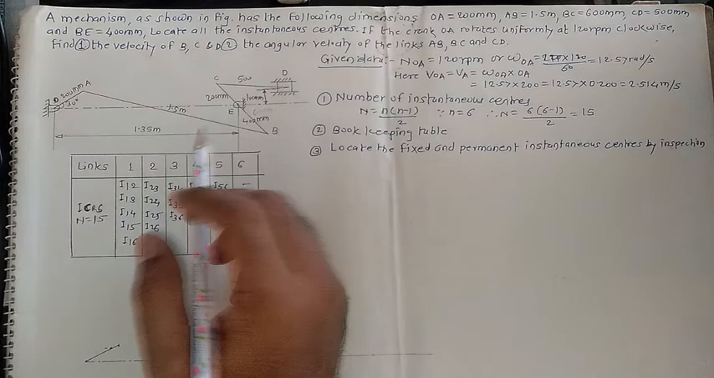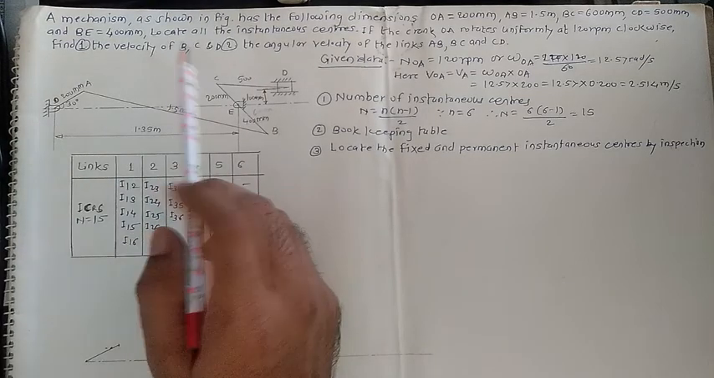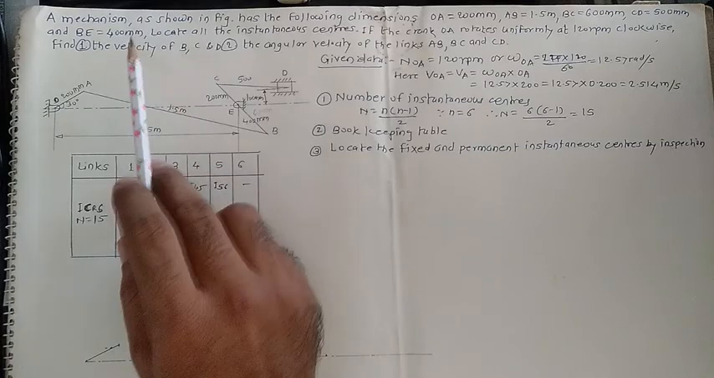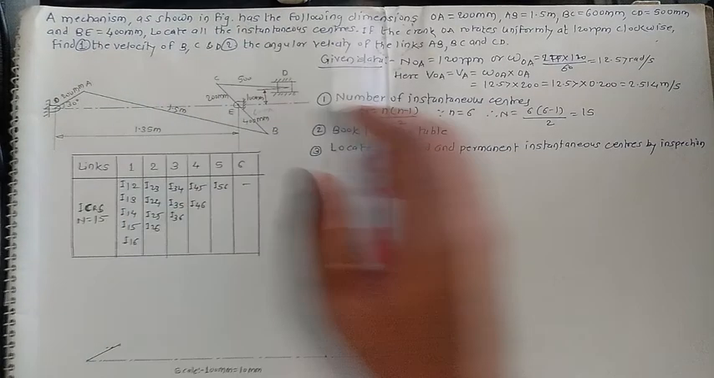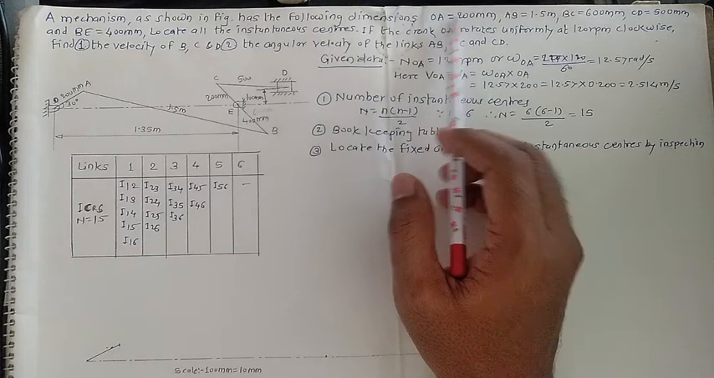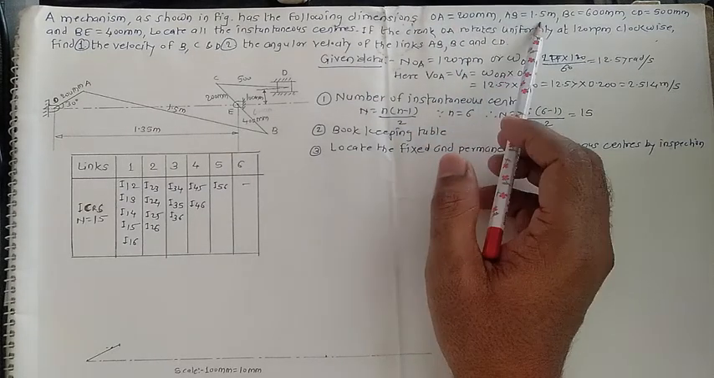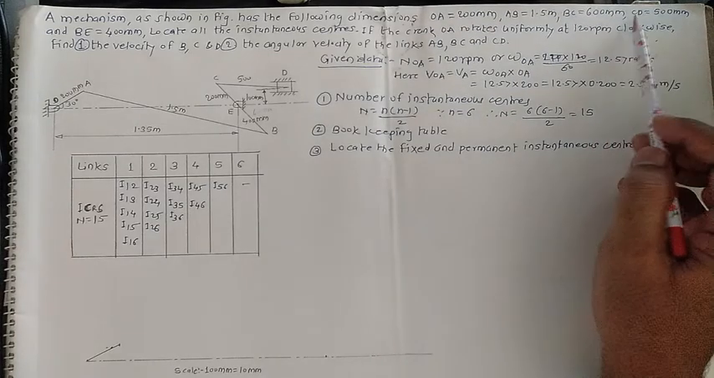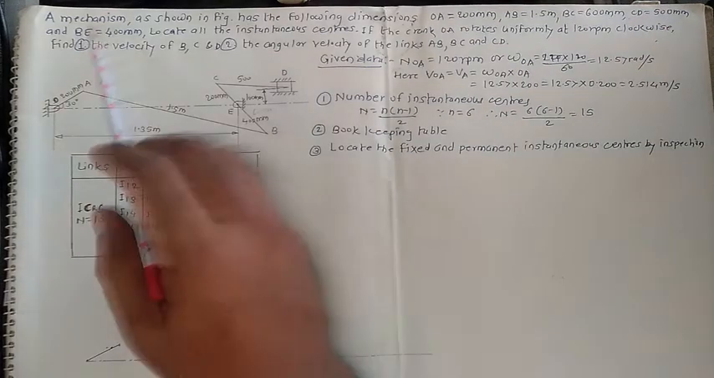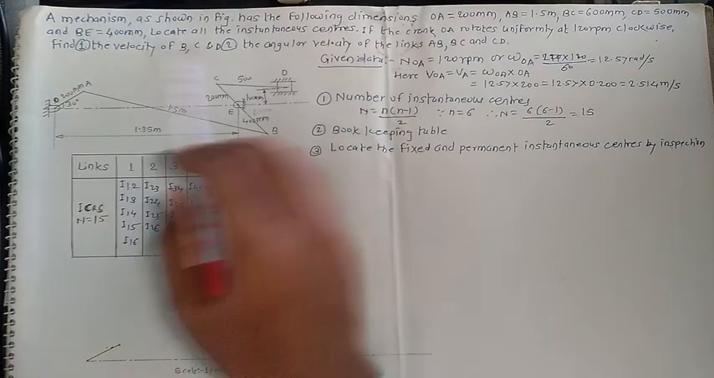So here is the problem on the topic of instantaneous center rotation method. A mechanism as shown in figure has the following dimensions: OA equals 200 mm, AB equals 1.5 meter, BC equals 600 mm, CD equals 500 mm, and B equals 400 mm. Locate all the instantaneous centers.